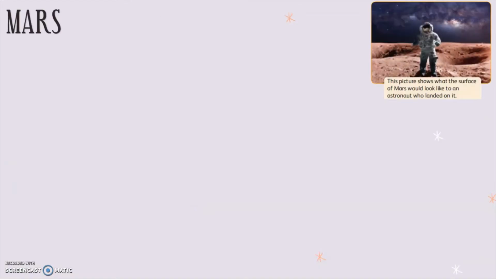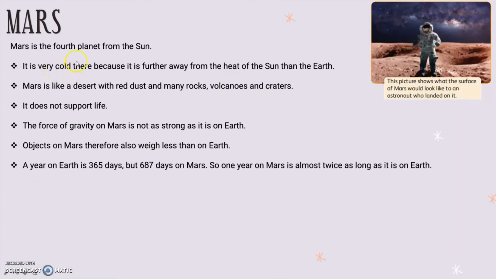Okay, next. Mars. We talk about Mars. You can open your book page 153. This picture shows what the surface of Mars would look like to an astronaut who landed on it. Mars is the 4th planet from the Sun. Now, Mars, the 4th planet.